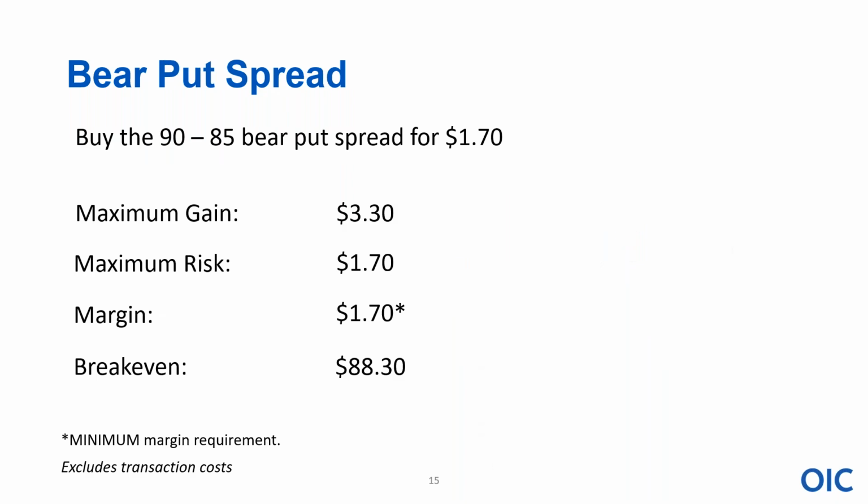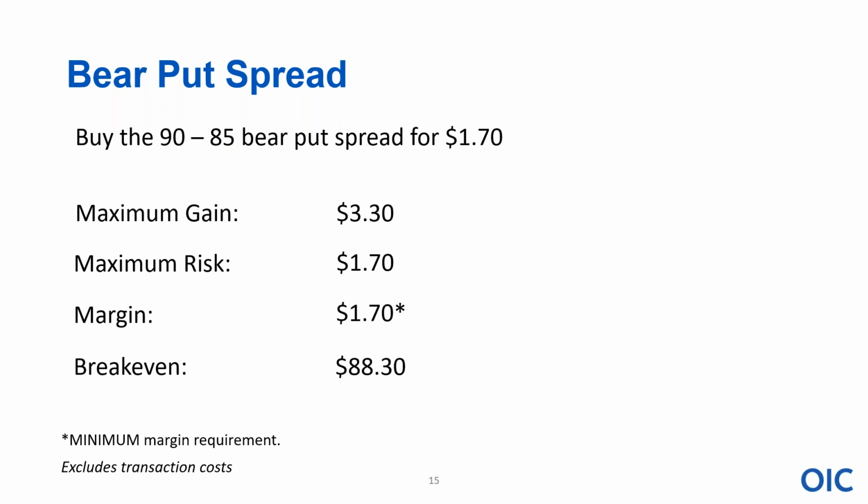Let's look at the put spread. That would be bearish. In this case, it's a debit spread, buying the 90/85 bear put spread for $1.70. The best situation, if the stock sells off dramatically, we own the 90 put. That gives us the right to sell shares at 90. We sold the 85 put, which obligates us to buy them back there, so we can capture the full $5 minus the premium we paid up front. Maximum gain is $3.30. This is a debit spread.